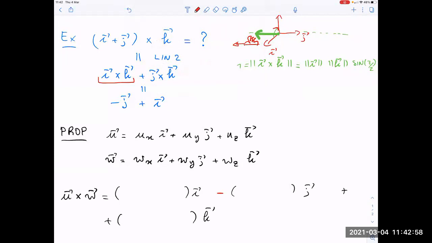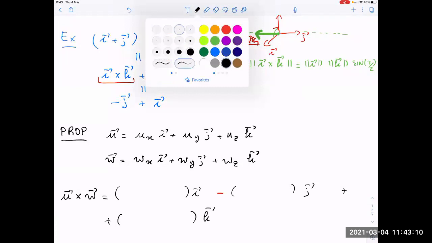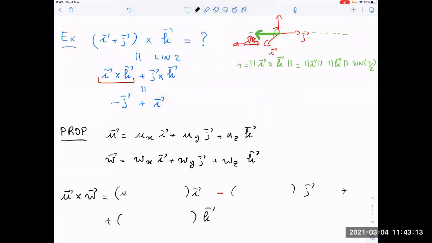Yep. And then you write down the components. Now I write them down and then I show you a mnemonic trick to remember that. So start writing down. So i is multiplied by Uy Wz minus Uz Wy. Then j is multiplied by Ux Wz minus Uz Wx. And then k is multiplied by Ux Wz minus Uz Wx.